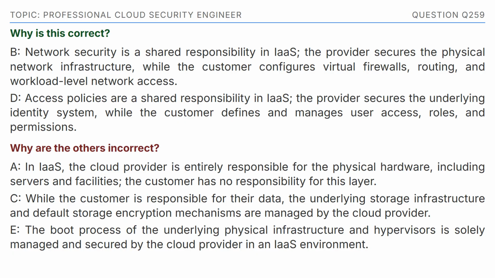A. In IaaS, the cloud provider is entirely responsible for the physical hardware, including servers and facilities. The customer has no responsibility for this layer. C. While the customer is responsible for their data, the underlying storage infrastructure and default storage encryption mechanisms are managed by the cloud provider. E. The boot process of the underlying physical infrastructure and hypervisors is solely managed and secured by the cloud provider in an IaaS environment.